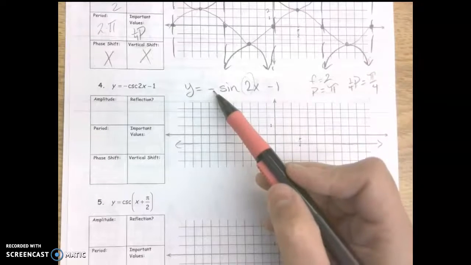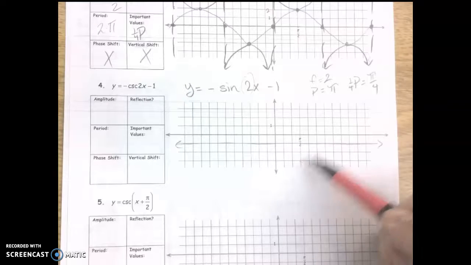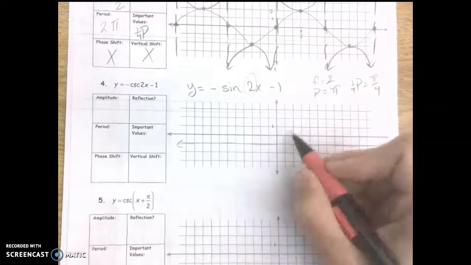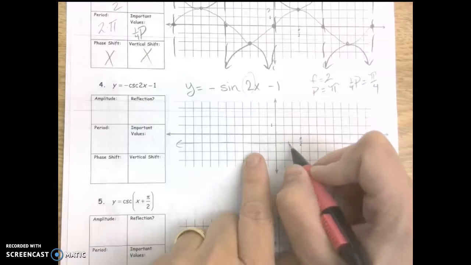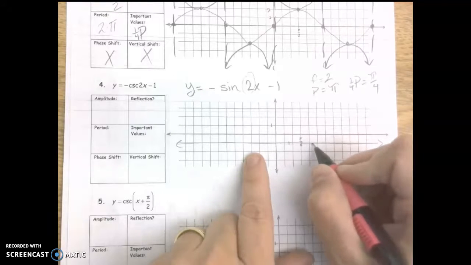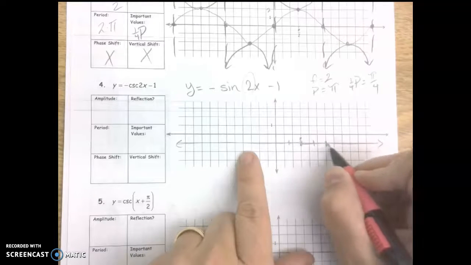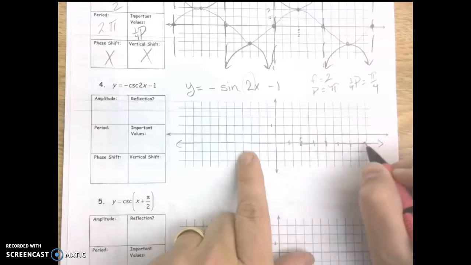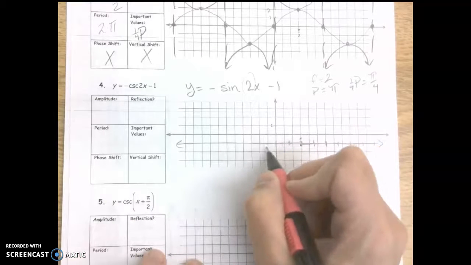And then it's a reflected sine. So I'll still start on the midline, but I'll go down to a minimum. And I'm going to go every pi over 4. So if this is pi over 2, then halfway between is pi over 4. So every 1.5 squares is pi over 4. And then I can go backwards.